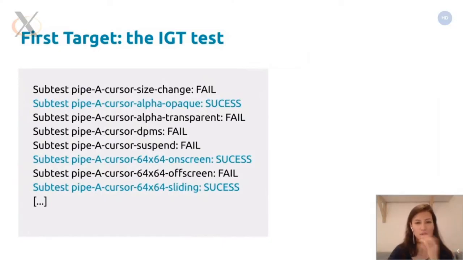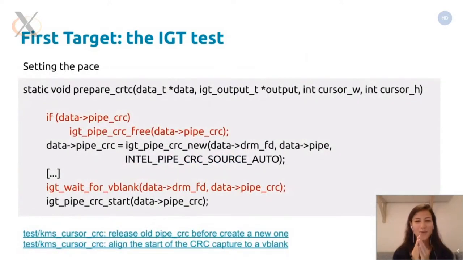I thought there was a mismatch between VBlank interruptions and the CRC captures. So I decided to set the pace, and the test should wait for VBlank before starting the job. I thought it was necessary. And the second change seemed to work.